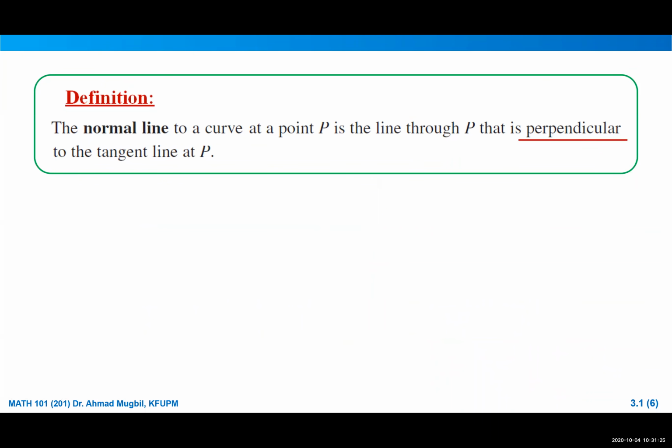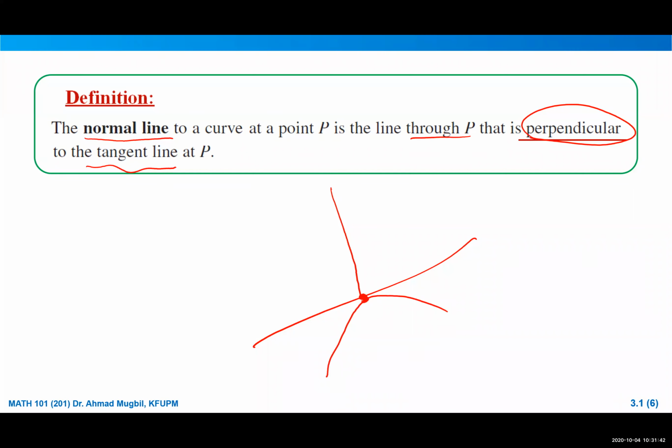Now, you remember the tangent line. The line that is perpendicular to the tangent line at the point of tangency is called the normal line. So if this is the tangent line, the line that is perpendicular to it at the tangency point, this is the tangency point, then this line is called the normal line.